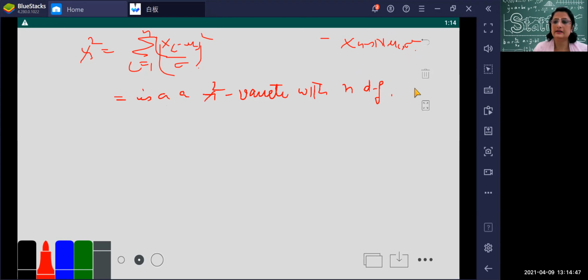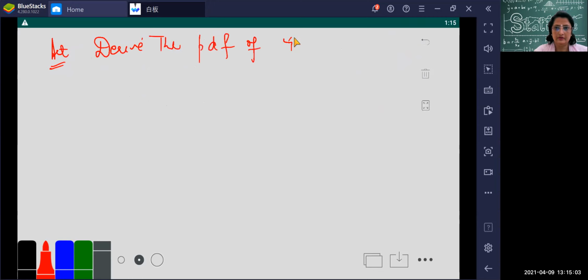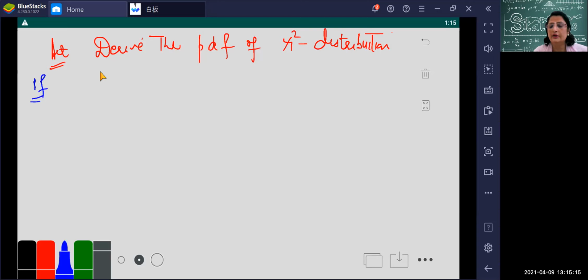Now next we will try to find how to derive the PDF of the chi-square distribution. The first article is: derive the PDF of the chi-square distribution. So let's start its proof. We will do it by the method of moment generating function.